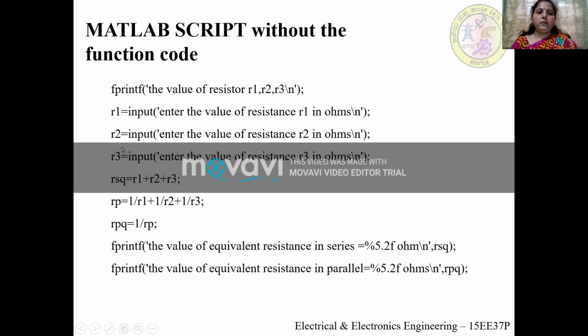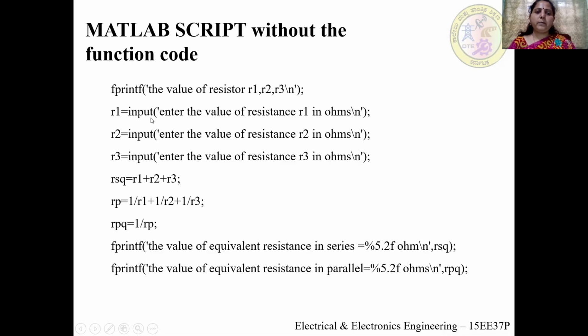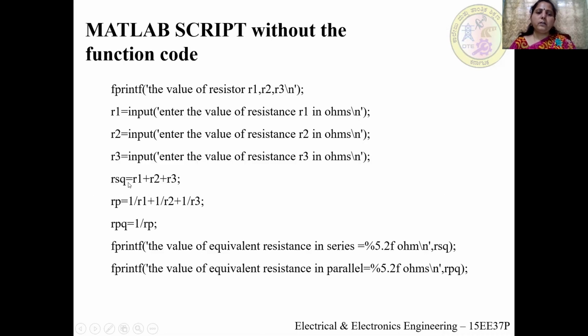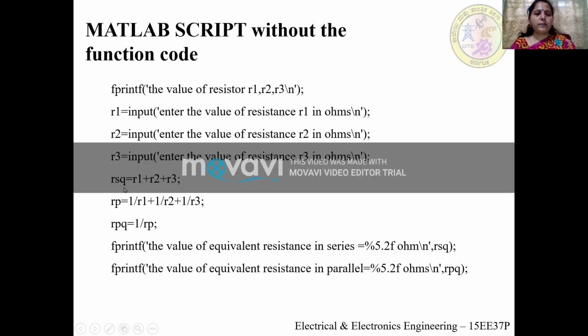Then for the R2 and R3 resistor values, I am using the same procedure. Same commands are used for getting the values for R2 and R3. After that, I have written a statement RSQ equals R1 plus R2 plus R3. This is for the series type of connection. For a series connection, the equivalent resistance will be the sum of all the resistor values. So RSQ is going to give the equivalent resistance value.